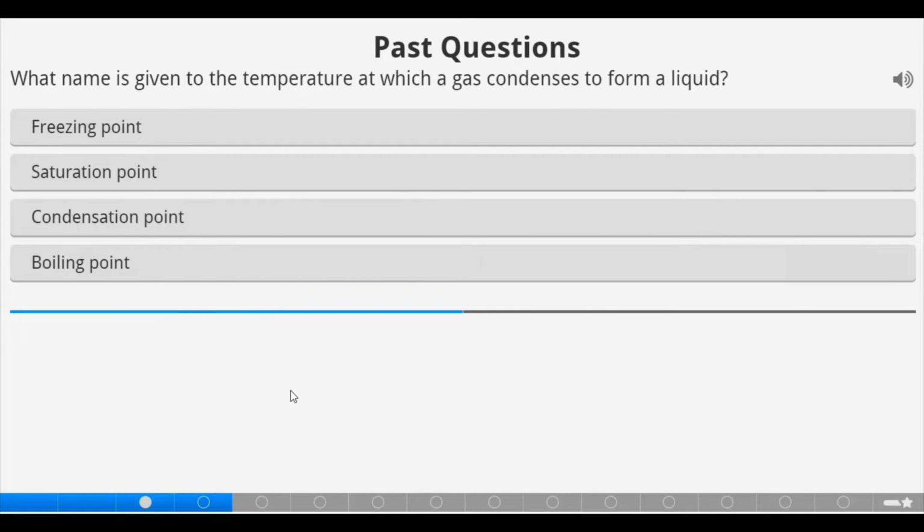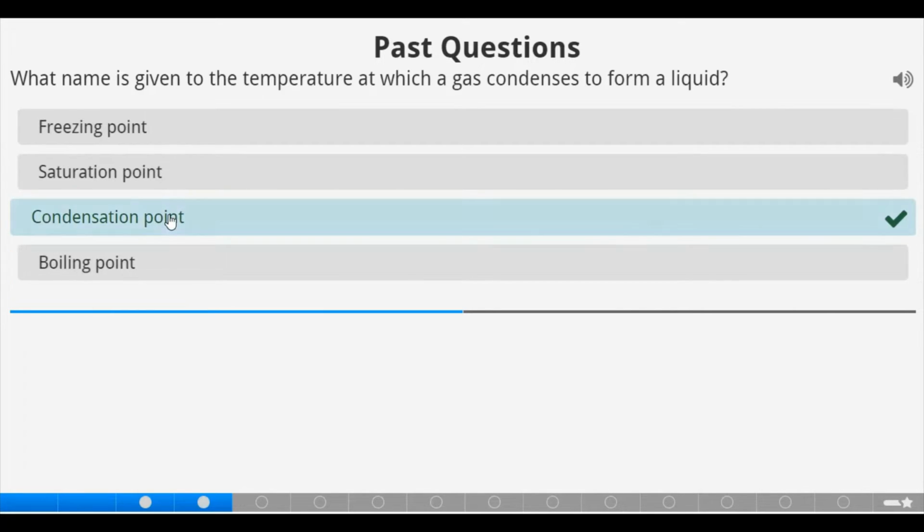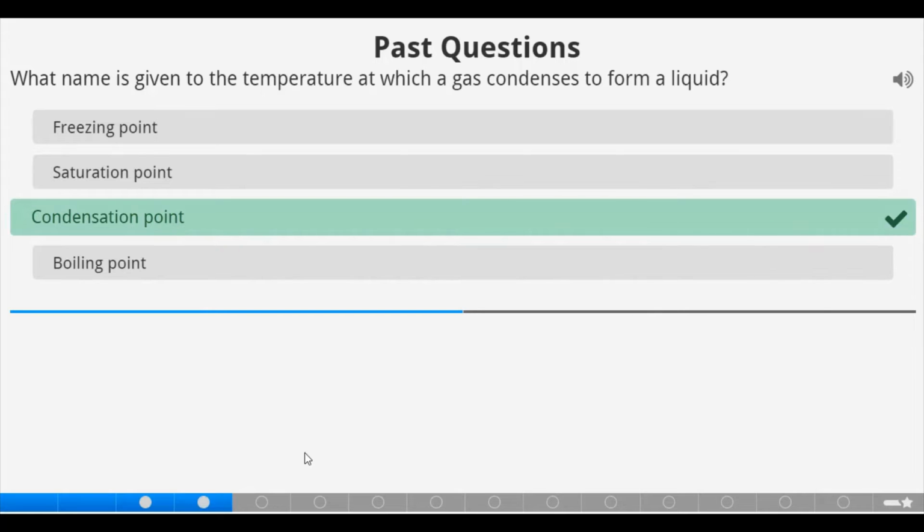Let's deal with this past question. What name is given to the temperature at which a gas condenses to form a liquid? When a gas condenses to form a liquid, that is what? Condensation. So we refer to that as what? Condensation point. We can check. That's correct.